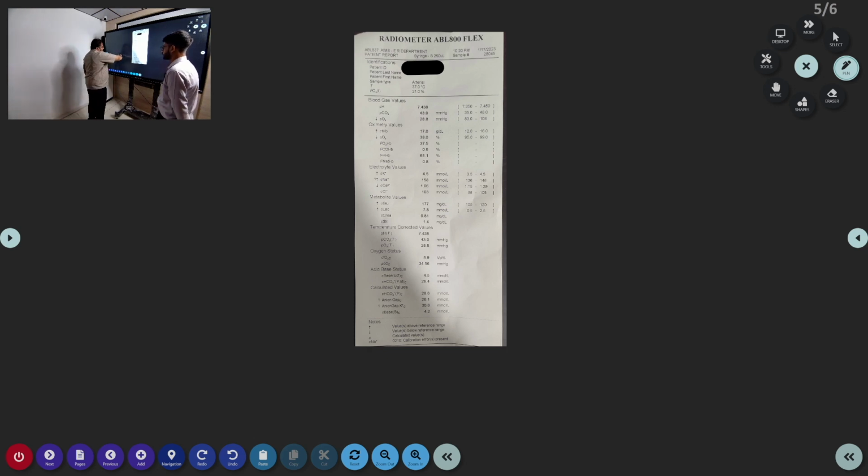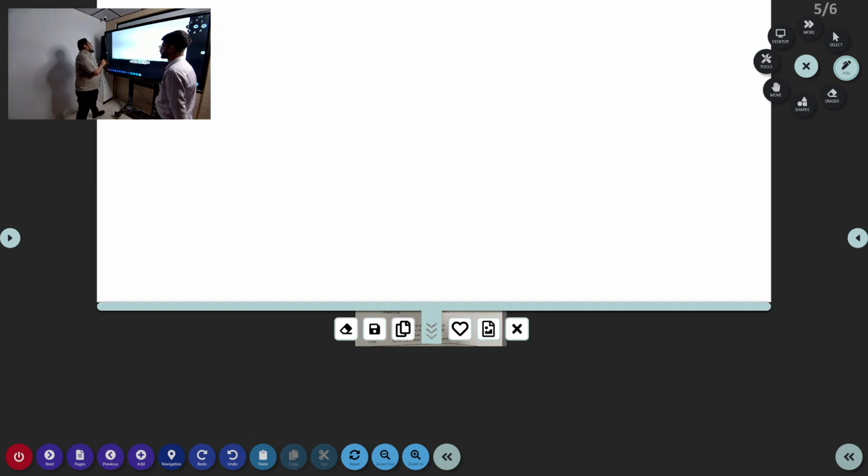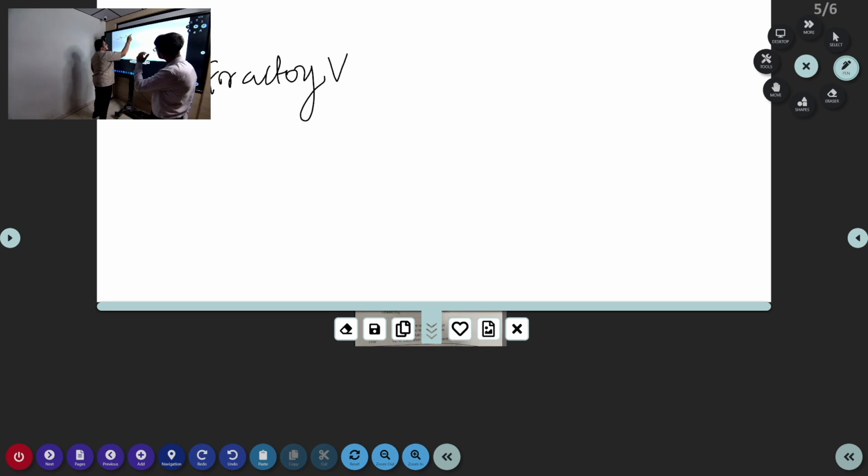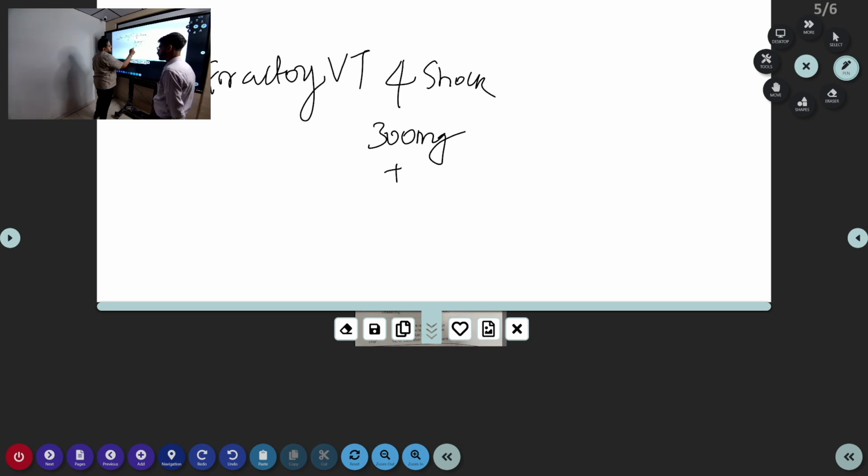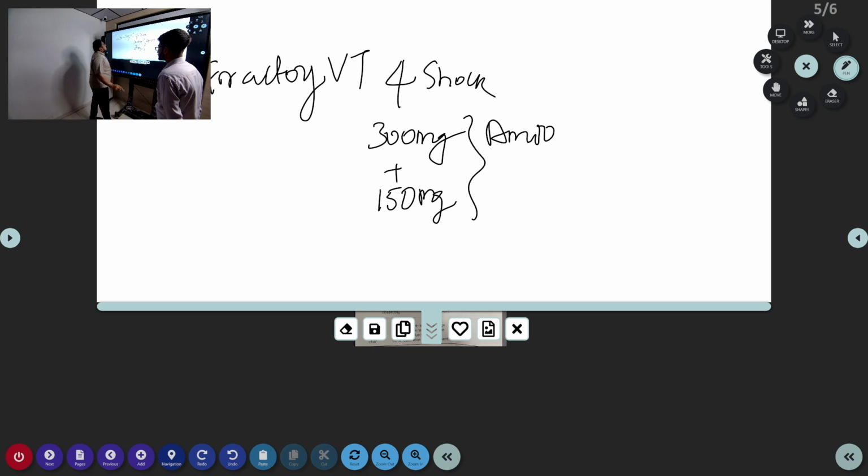So now this patient had refractory ventricular tachycardia. We have given 4 shocks, right? 4 shocks and 300 mg of amiodarone, plus an additional 150 mg. So refractory VT, 4 shocks delivered, 300 plus 150 mg of amiodarone given.